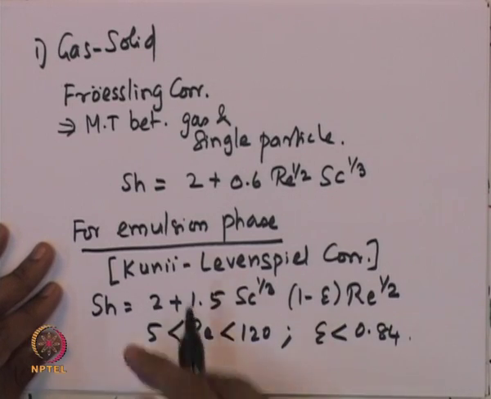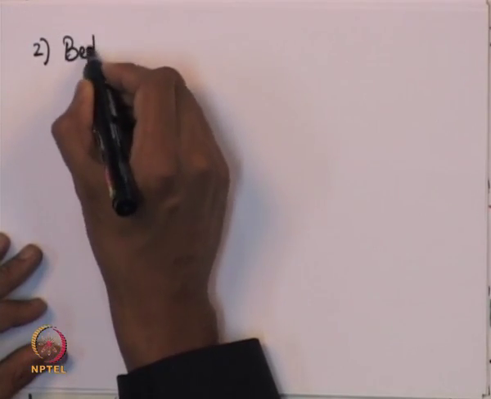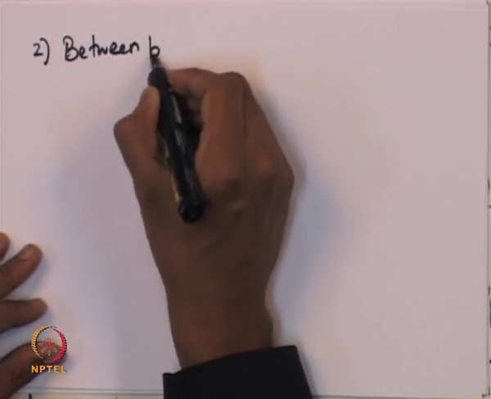So there are different mass transport coefficients, and one needs to combine all of these in order to estimate the overall mass transport coefficient, because mass transport occurs through both these mechanisms. Then let us look at the mass transport between bubble and cloud.